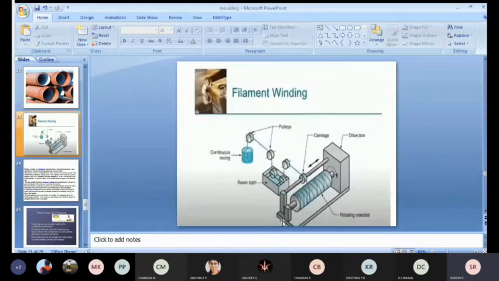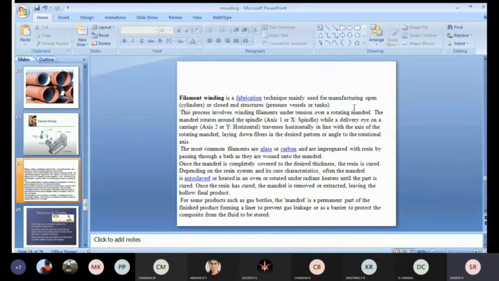As I've shown you, the rotating mandrel. As the fiber is pulled out and oriented on this mandrel, it will keep rotating continuously. So the tension on the rotating mandrel. The mandrel rotates around the spindle. It will be rotating in axis 1 and axis 2, in the horizontal as well as the transverse directions, to get the desired surface finish. The fibers are laid down in the desired pattern, angled to the rotational axis.